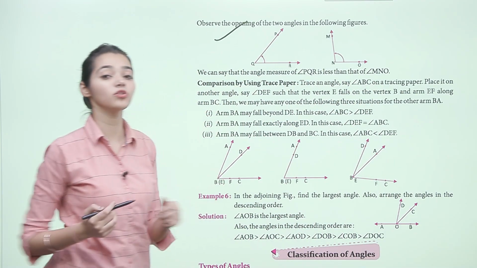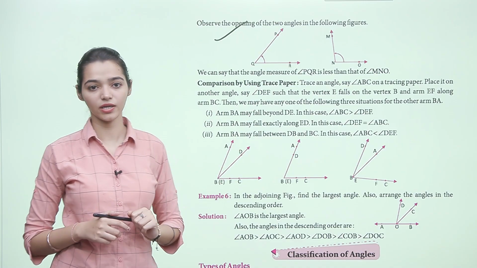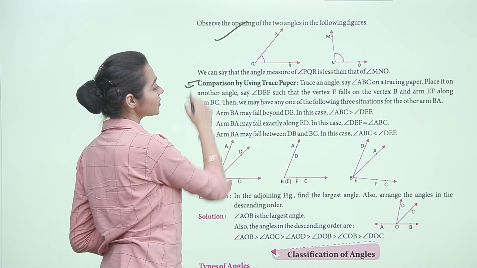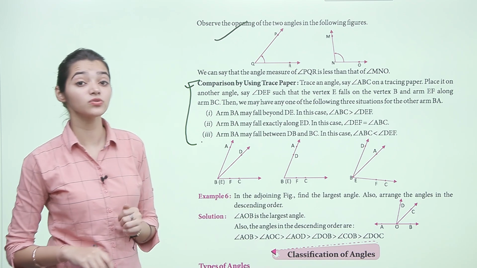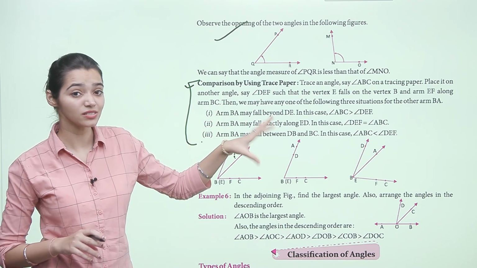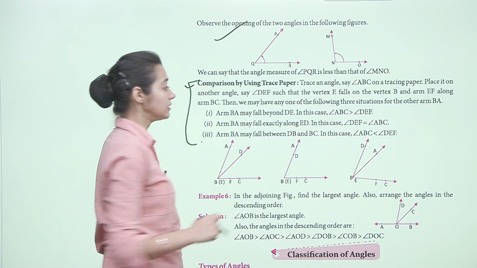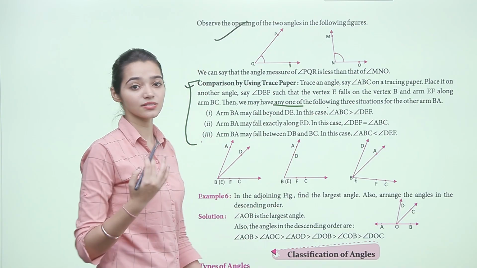Now here we will observe the opening of two angles, and we can see that angle PQR is less than angle MNO. Now here we will compare by using tracing paper. We will trace angle ABC on a tracing paper, then we will place it on the other angle such that vertex E falls on vertex B, and then three cases arise.